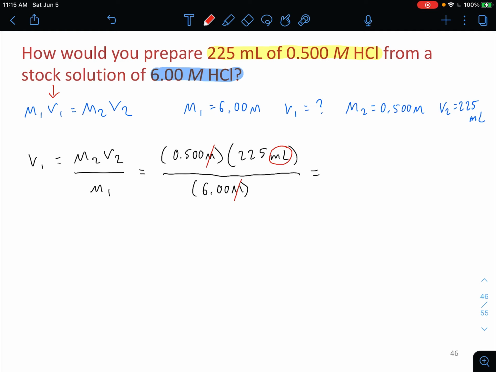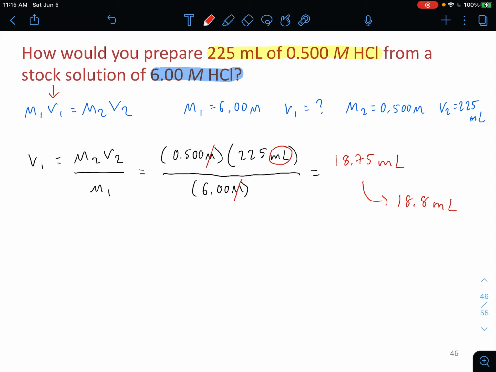18.75 is what I got. Let me write that down. But if we apply the odd-even rule in this case, then 7 is odd, just ending with a 5 and nothing else. 7 is the cutoff number, so we'd call it 18.8 milliliters in this case.